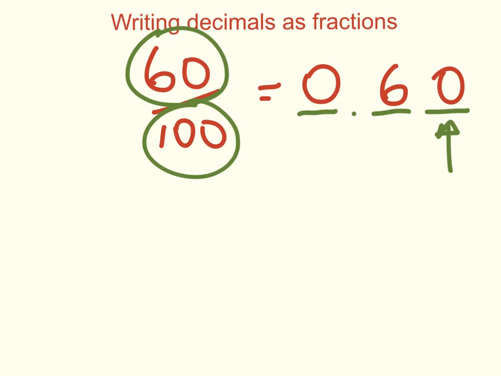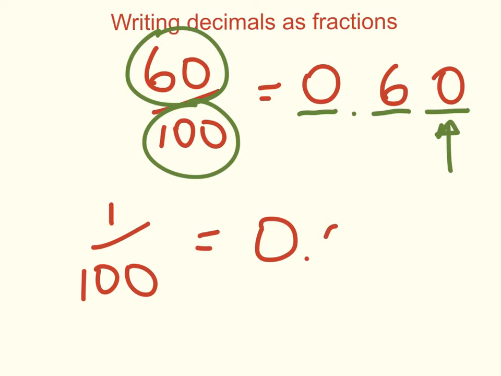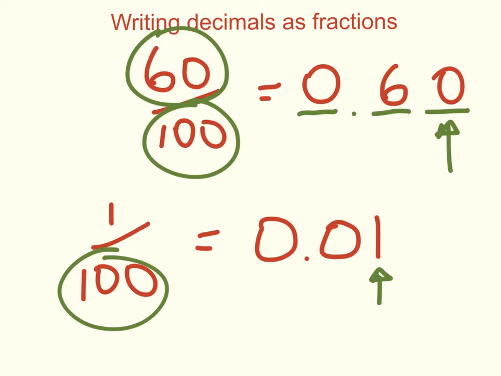And last one, let's try this one. 1/100th. 0.01. I need a 1 in my hundredths because that's what I'm dealing with, is my hundredths place value. And that's how you write decimals as fractions.